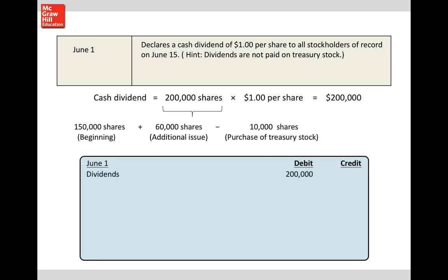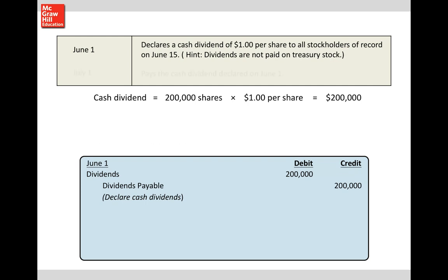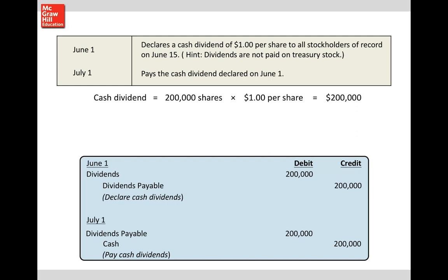So we will debit dividends $200,000 and credit dividends payable for $200,000. This is us declaring the cash dividends but not paying them yet. Now, on July 1st, we pay those cash dividends that were declared on June 1st. On July 1st, we will debit dividends payable, clearing out that liability, and credit cash, both of those for $200,000.